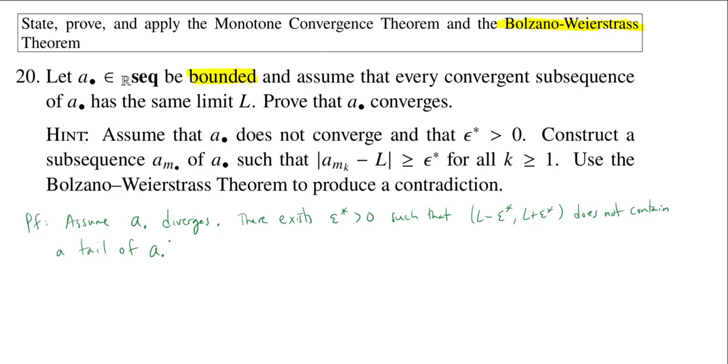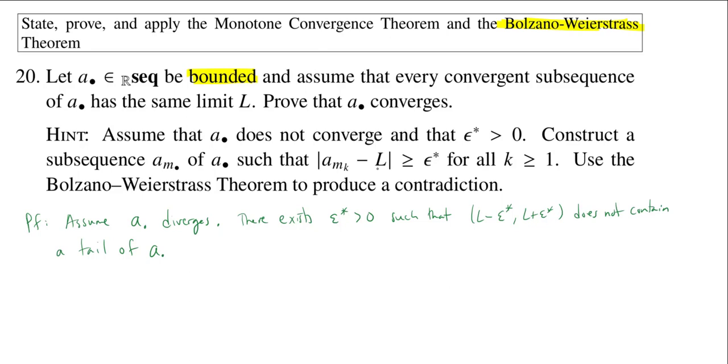Let's see, now what could we do? Well, it tells us to construct a subsequence of A dot such that each term in the subsequence is at least epsilon star away. Oh, can we do that? Well, let's see. I might start looking at the terms of A, and I might say, do I know that I'm always going to find new elements that aren't in the L coin? Because that's what this is telling me, right? This is telling me that I have some term in A which is not within epsilon star of L.